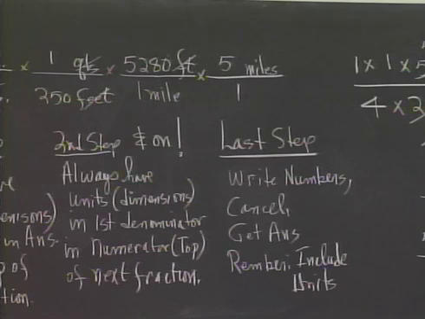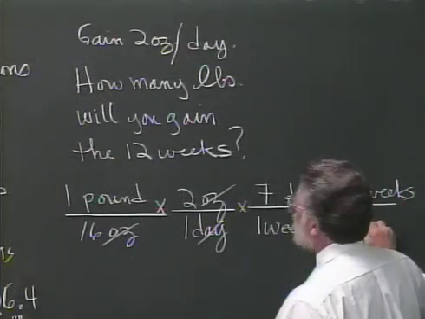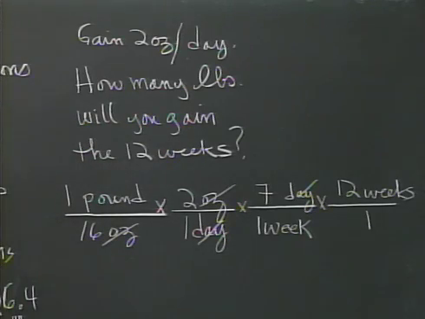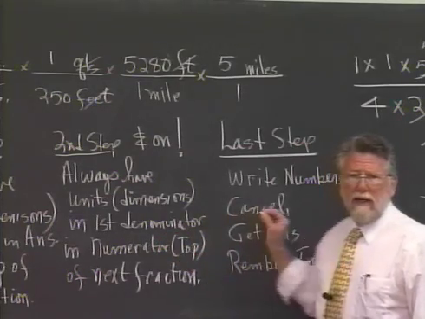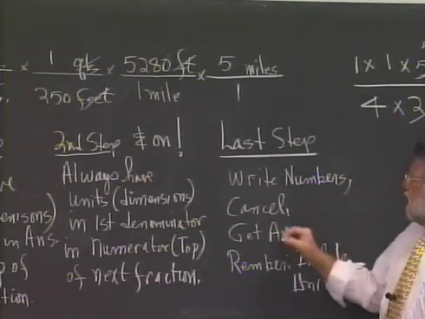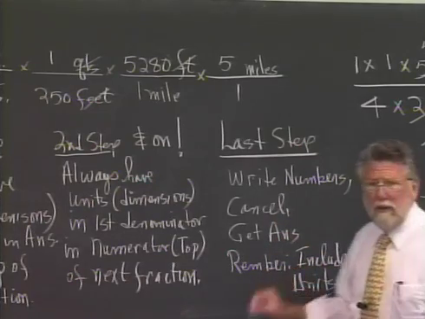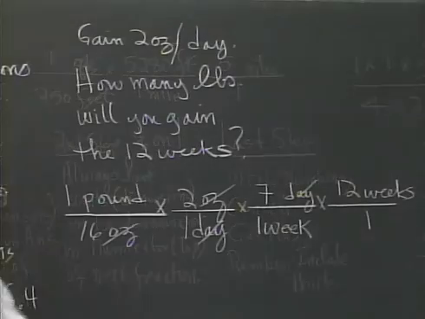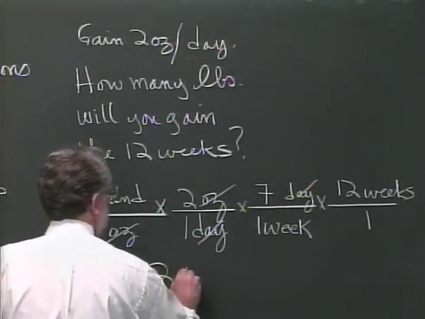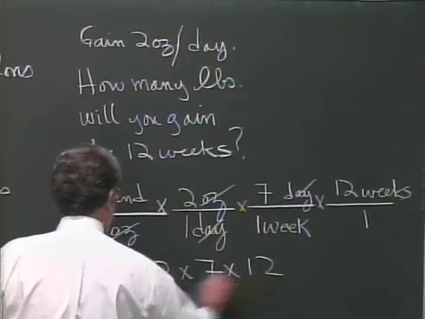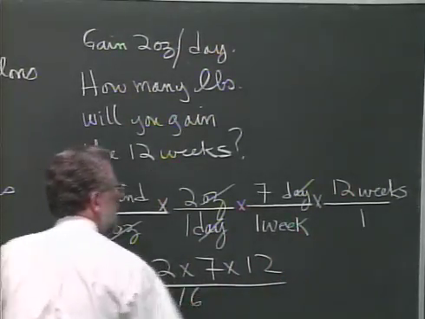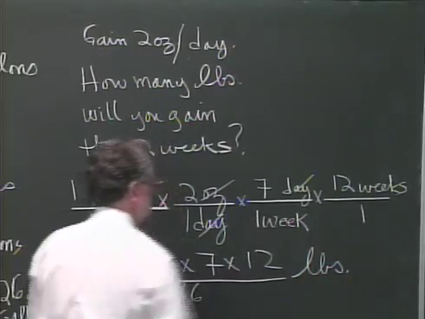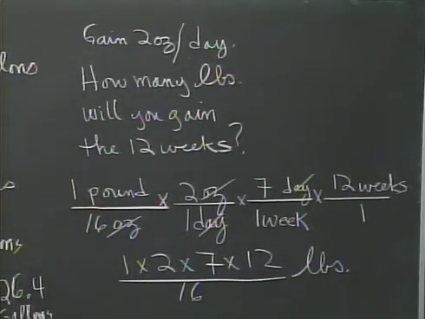Let's go back to that second step still. Times 12 weeks over 1. So I'll move out of the way. And that is what I have to do. Now my next step, let's go back to the last step here. Write numbers, cancel, get answer. Remember to include the units. So let me write that: 1 times 2 times 7 times 12 over 16 pounds. As pounds, it doesn't sound so bad.